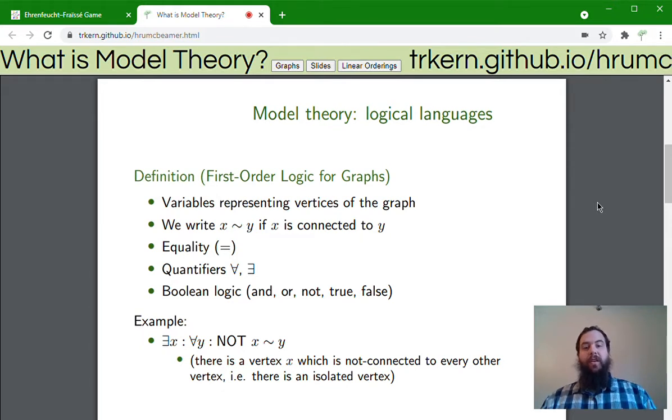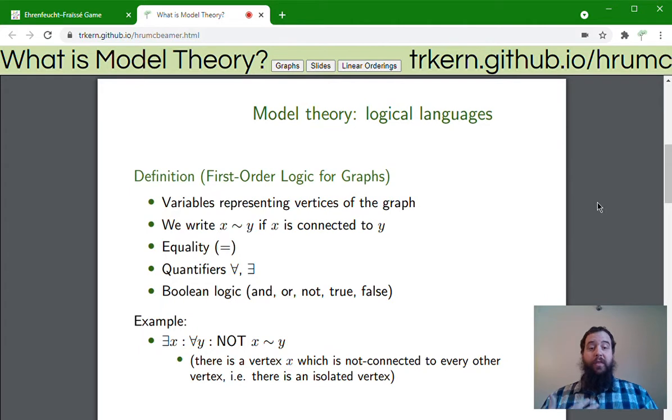This is what's called the first order logic for graphs. And here I'm talking about graphs that don't have any self loops or multi-edges or directed edges, nothing like that. We just care if two vertices are connected to each other or not. So in this logic, we have variables, and the variables have to represent vertices of the graph. They're not allowed to represent anything else. They have to represent vertices of the graph.